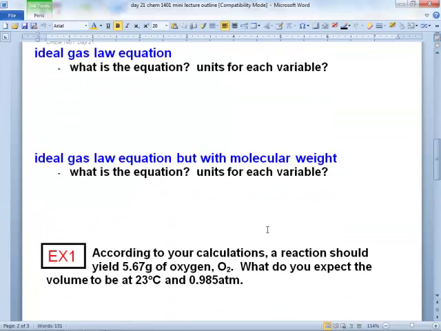Okay, ideal gas law equation. Kelly, what is the ideal gas law equation? What is that equation? Remember? Something equals something. Anybody? PV equals nRT. There it is. Okay.